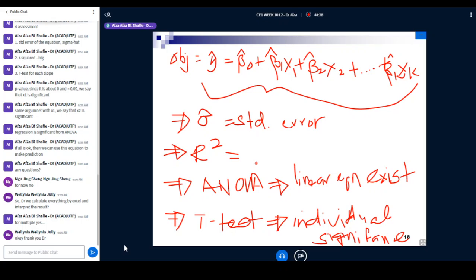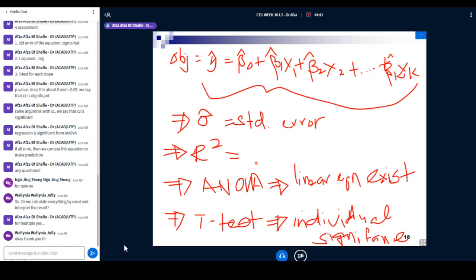There's a difference between the simple and the multiple. In the simple, you only have one x, so you have no choice. It will have to be significant, or else you will not get y equals beta naught hat plus beta 1 hat x. But in the case of the multiple, you have more, and in reality, we always deal with the multiple rather than the simple.